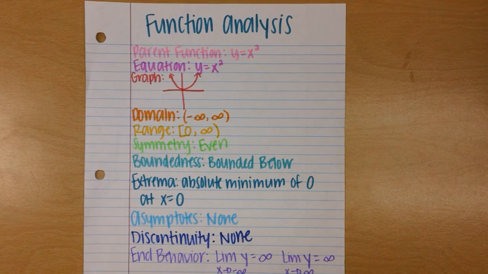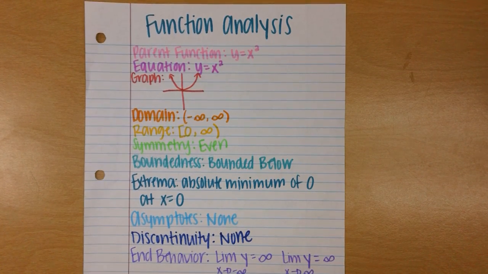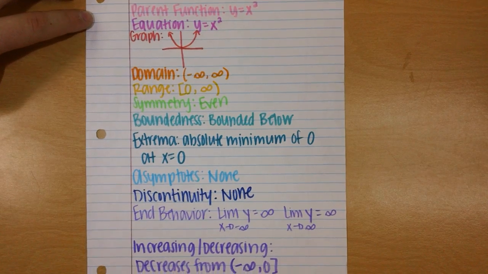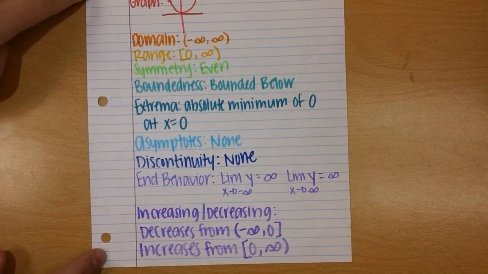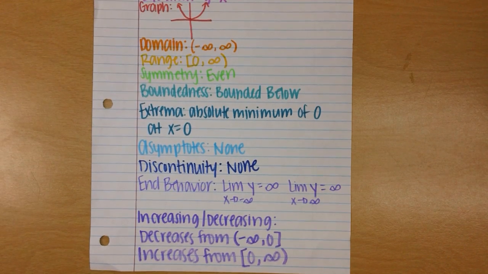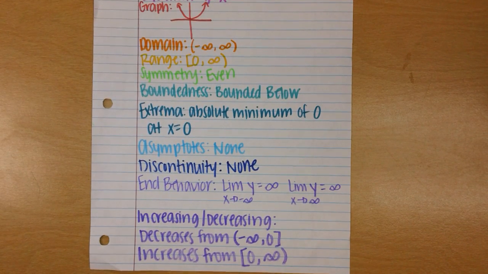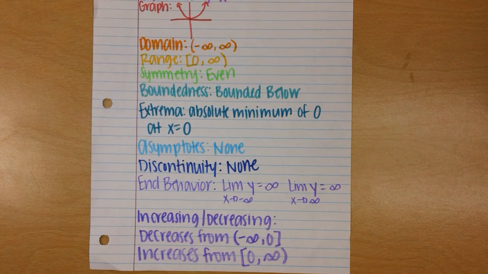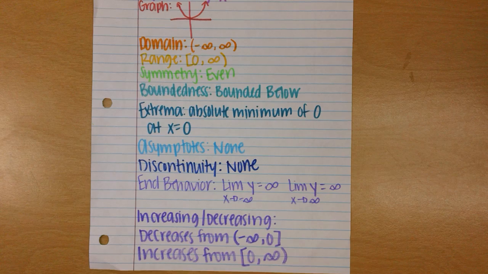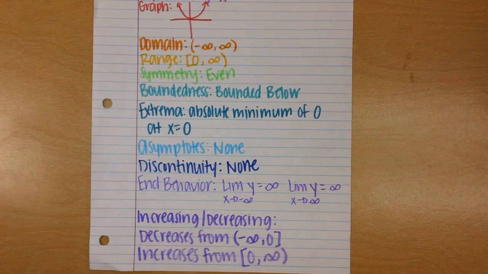Our function is bounded below. There is an absolute minimum of 0 at x equals 0. There are no asymptotes. There are no discontinuities in our graph. There is a limit of infinity on y as x approaches infinity. There is a limit of infinity on y as x approaches negative infinity. Our function decreases from negative infinity to 0 and increases from 0 to infinity.